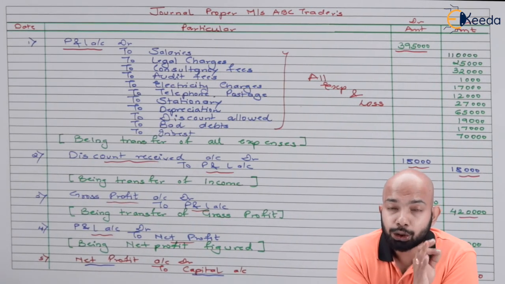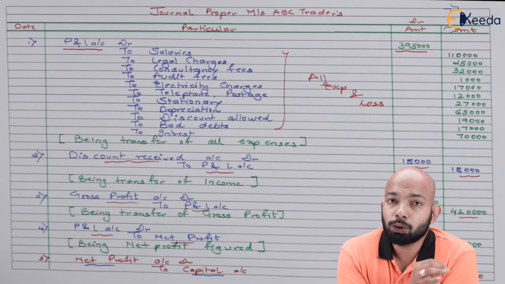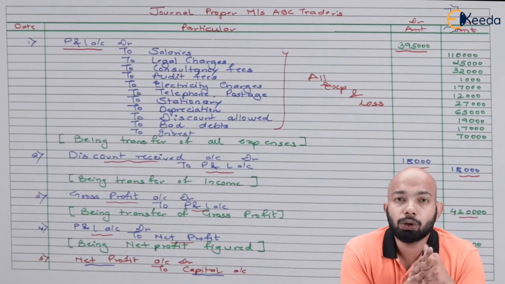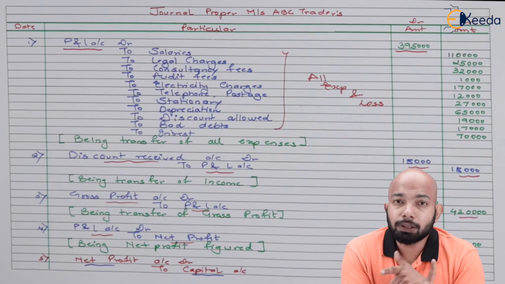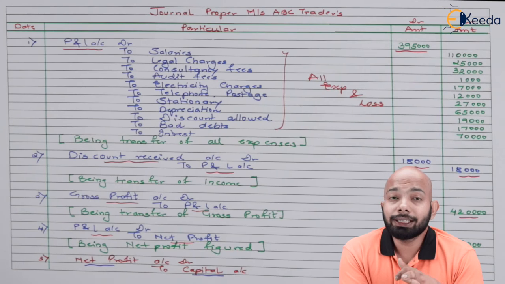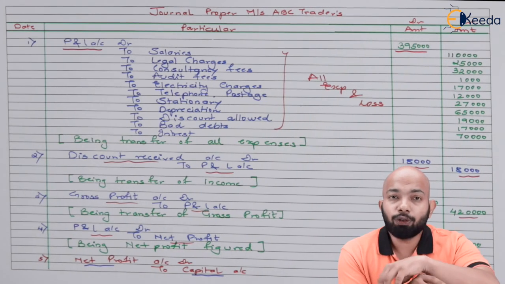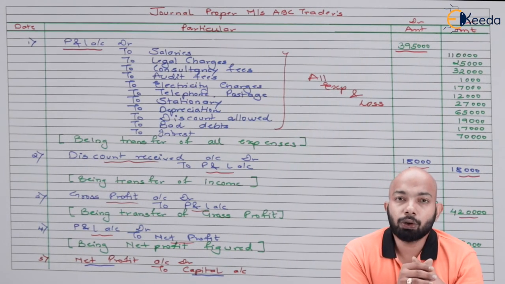So with this, the journal proper of this illustration is also completed, and that marks the closure of this specific illustration, where we have figured out what journal entries we are supposed to pass, how these journal entries were framed, and how this formation can lead to preparation of profit and loss account.